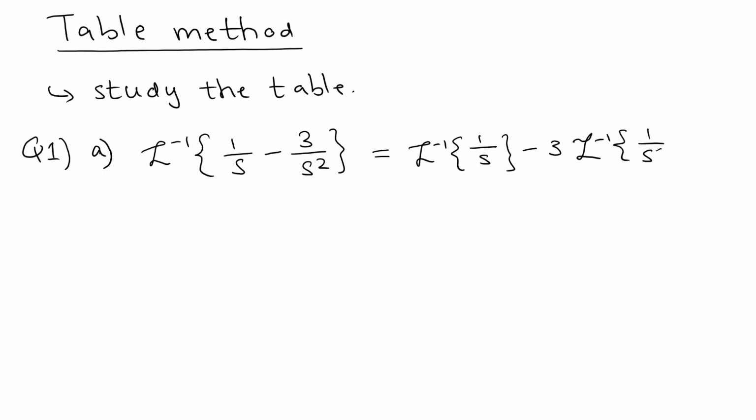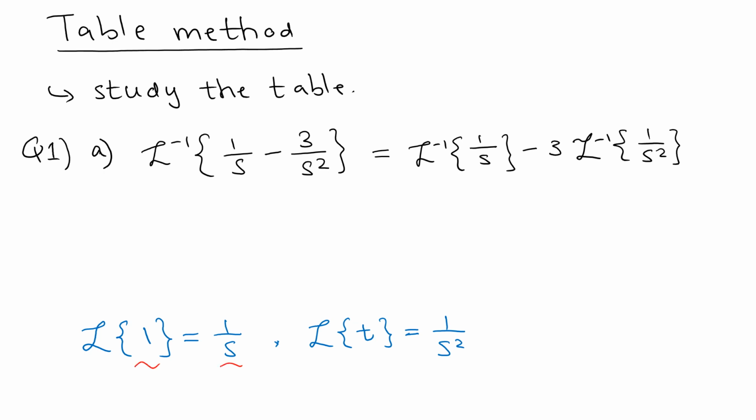Then we can recall these two formulas from the table. We know that the Laplace transform of 1 is 1 over s, and the Laplace transform of t is 1 over s squared. Because of that, when you go backward, when you take the inverse, you can write the answer. The first one is going to be 1 because of 1 over s, and minus 3, and then 1 over s squared is t. So the answer is 1 minus 3t for the first one.